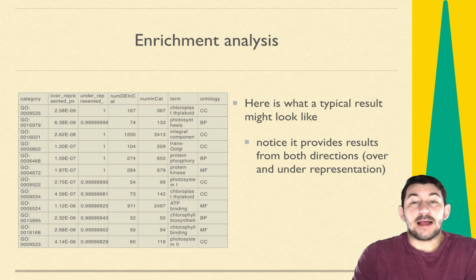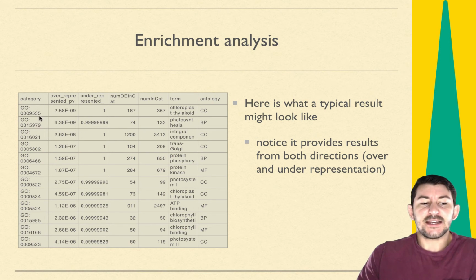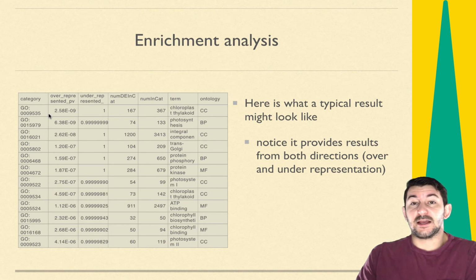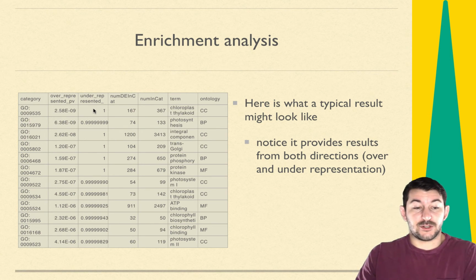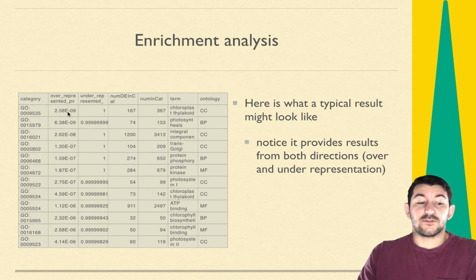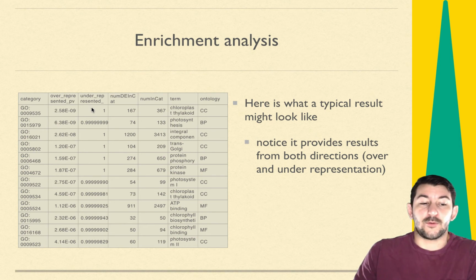So here's an actual result from a study that I did. And here you can see a bunch of gene ontology IDs, as well as the p-value for overrepresentation, meaning it was higher than expected, and the p-value for if it was underrepresented, because you can have things over-enriched or under-enriched. So in this case, this one was significantly overrepresented, and kind of the opposite of that is there's definitely no chance of it being underrepresented if we're very sure that it's overrepresented.